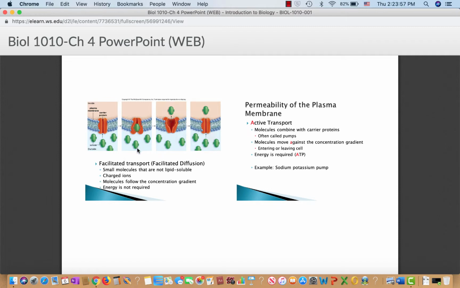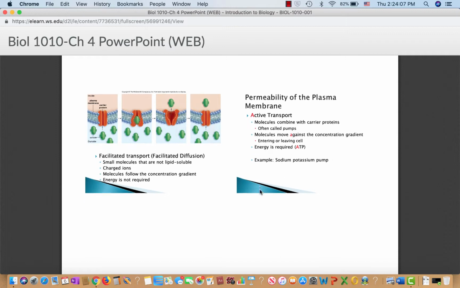It doesn't really require energy. But for active transport, you have to burn energy in order to pump something against the concentration gradient. And the classic example of that is the sodium-potassium pump.